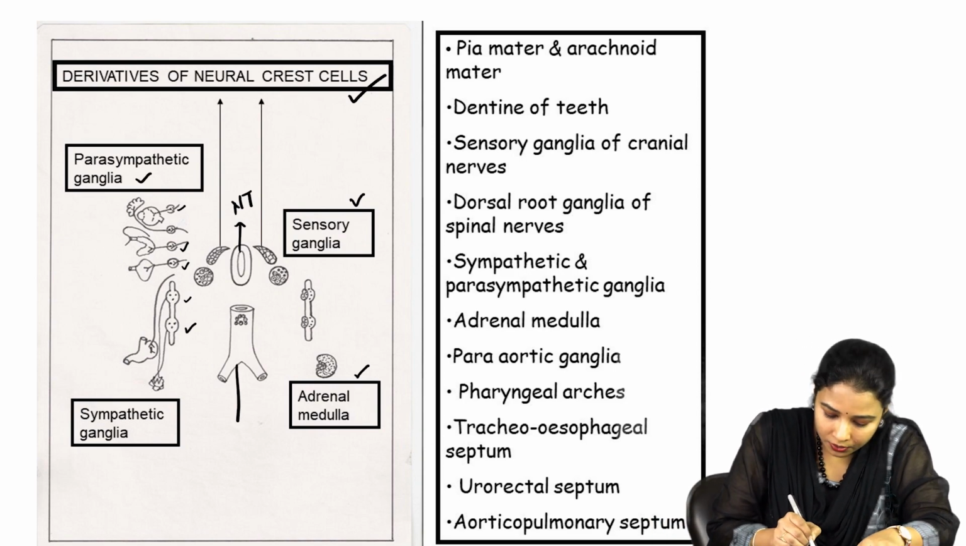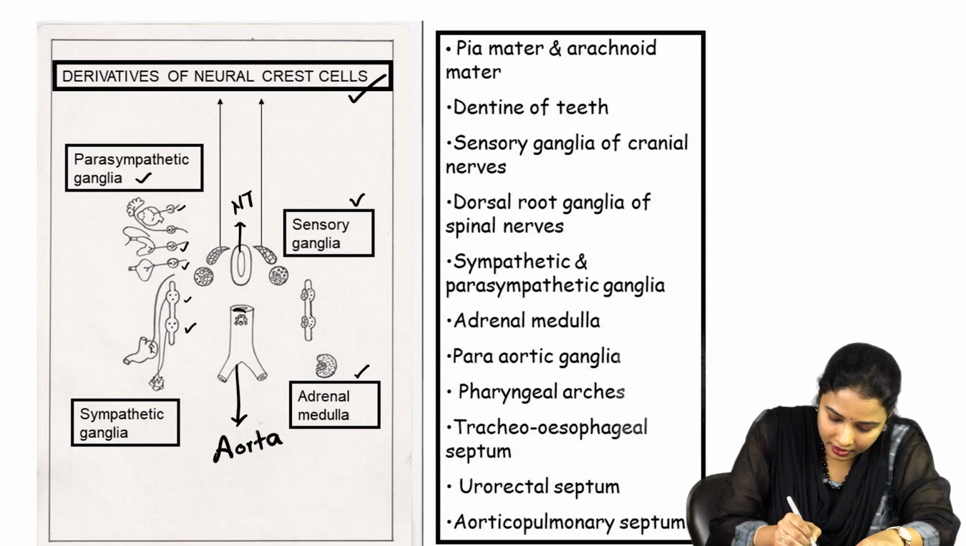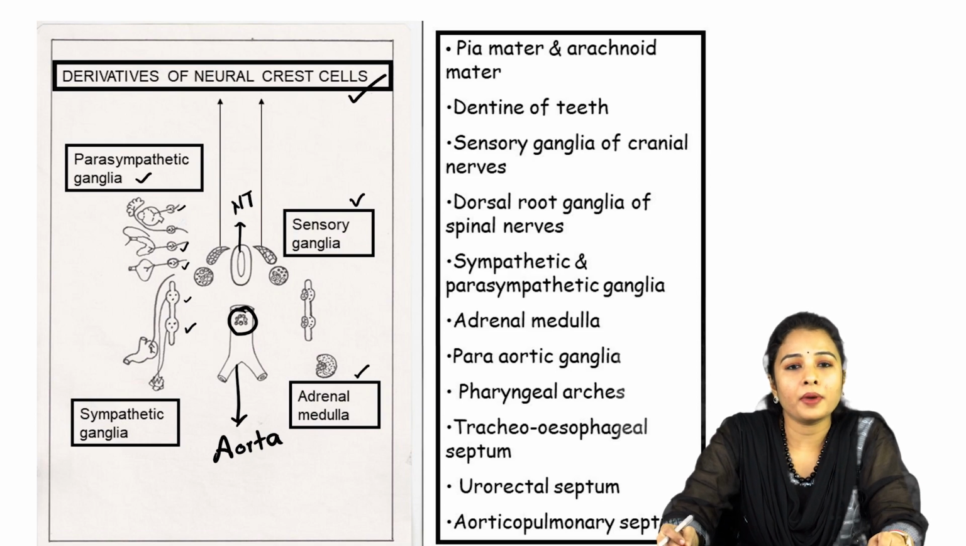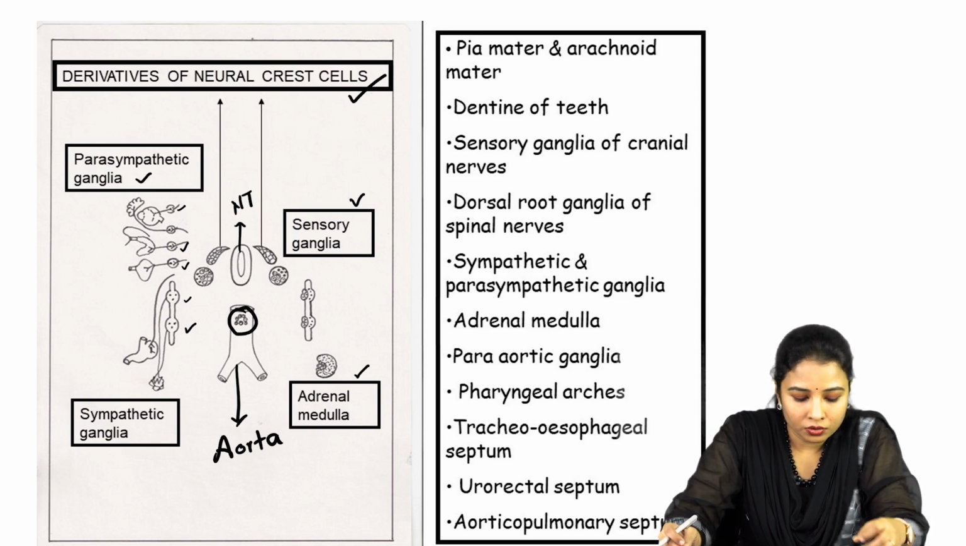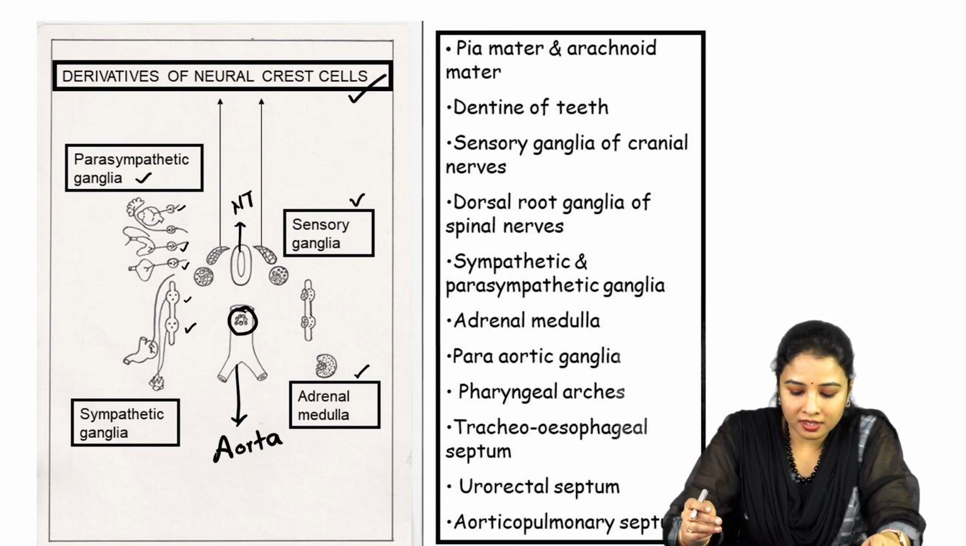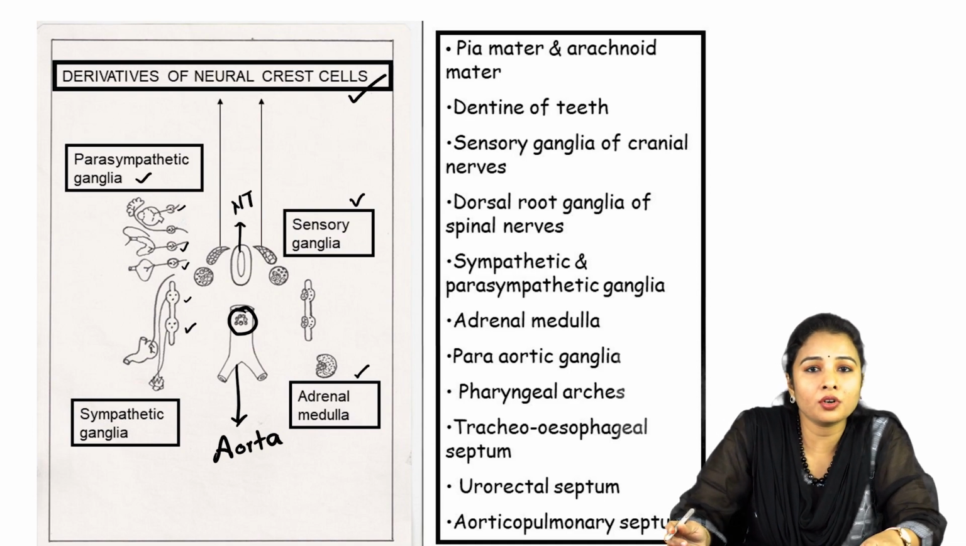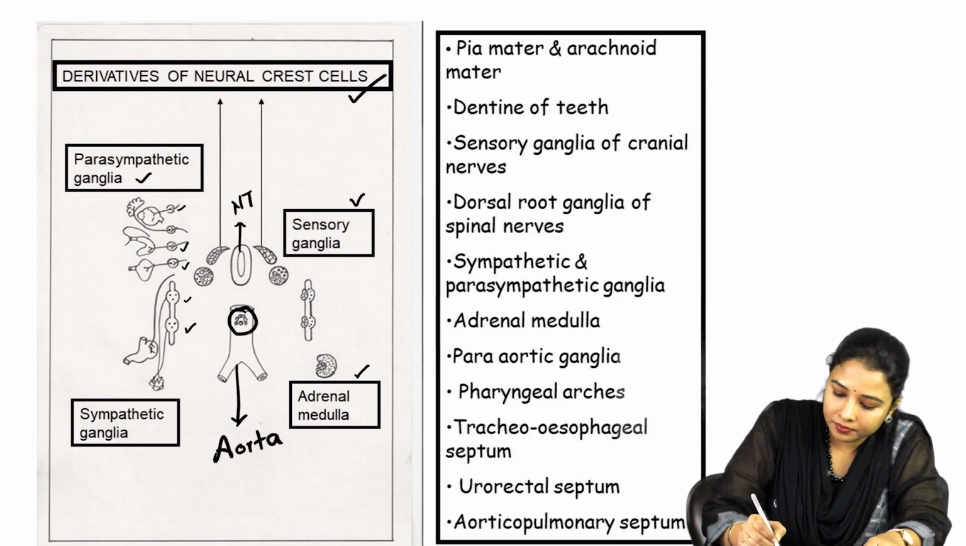And here is the aorta. And we can see the ganglion which are associated with the aorta, called as para-aortic ganglion. So in this image, these are the things we can appreciate. Apart from these things, even the pia mater and arachnoid mater, which are together called as leptomeninges.